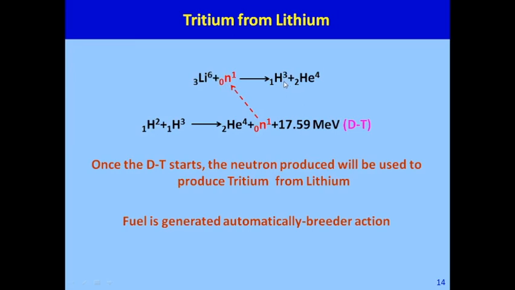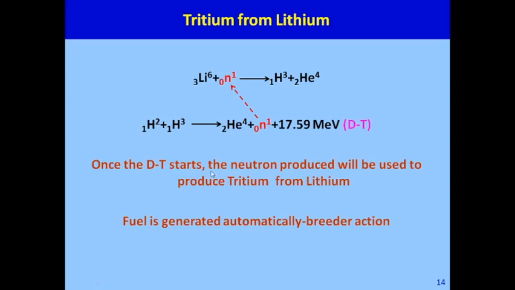So it is just like a breeder reactor, right? The fuel, 1H3, is produced. On each fusion of 1H3, or the tritium, a neutron is produced. A neutron is used to hit lithium to produce tritium. So the fuel is regenerated. So this reaction is possible.